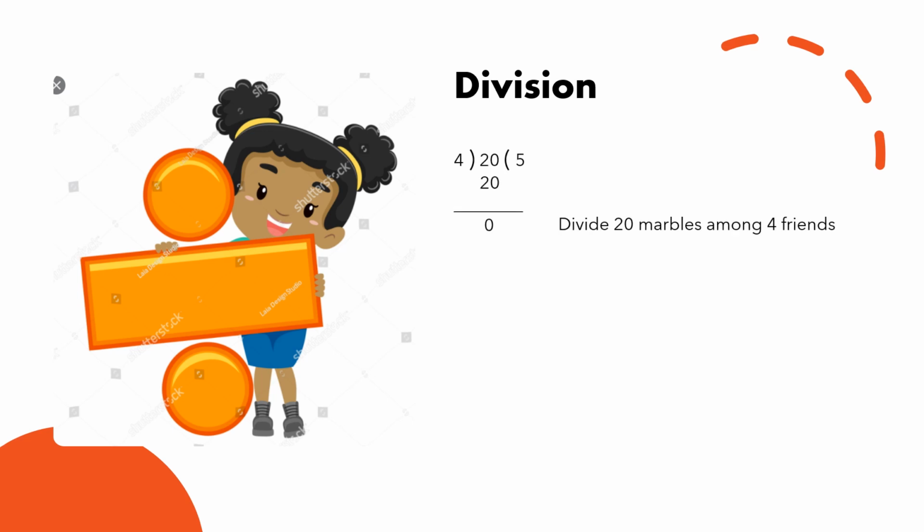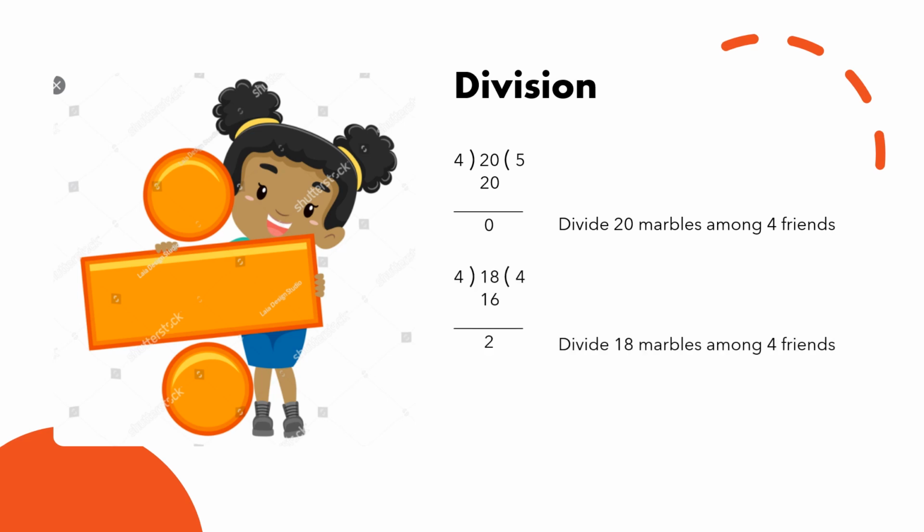Let's take a look at this with the example that we had. So we were dividing 20 marbles among 4 friends. So the divisor is 4, the dividend is 20, we get a quotient of 5 and a remainder of 0. So we can divide 20 marbles between 4 friends equally. Each friend will get 5 marbles and the remainder is 0.